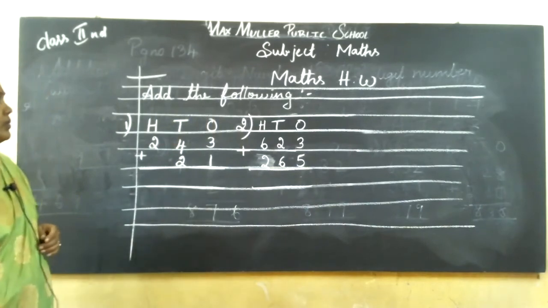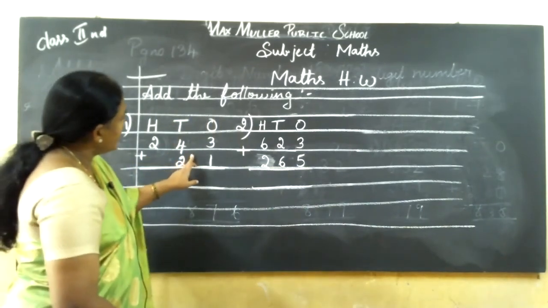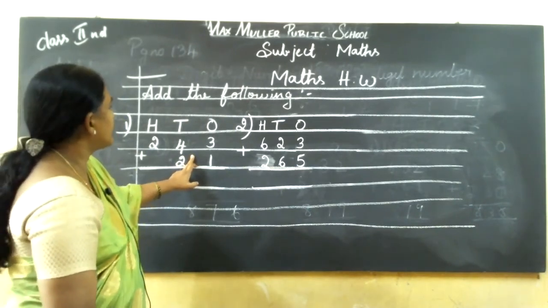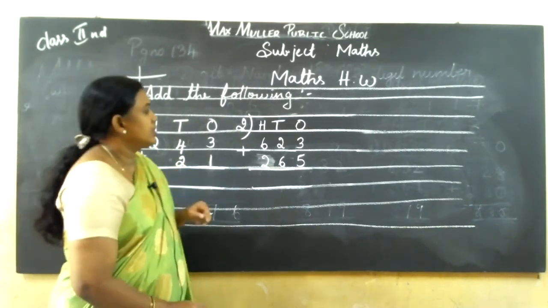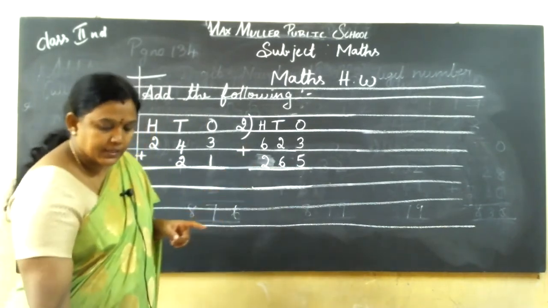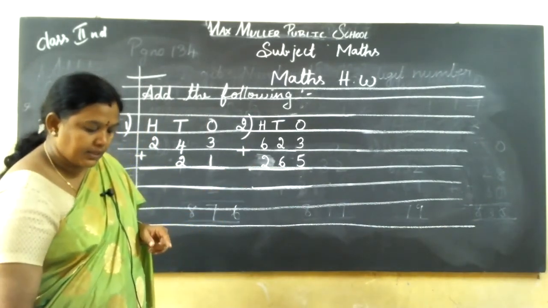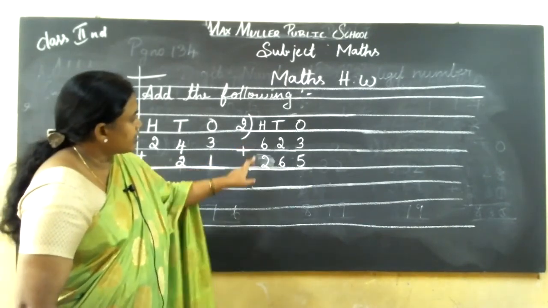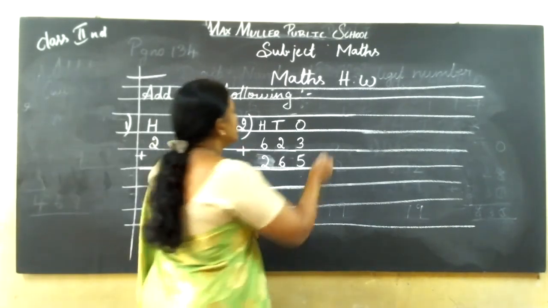Sum you want to do, don't see the textbook. Without seeing, you want to do the sums. See, this is a 3-digit number, addition of a 3-digit number to a 3-digit number. This is 3-digit, this is also 3 digits. Now third one.